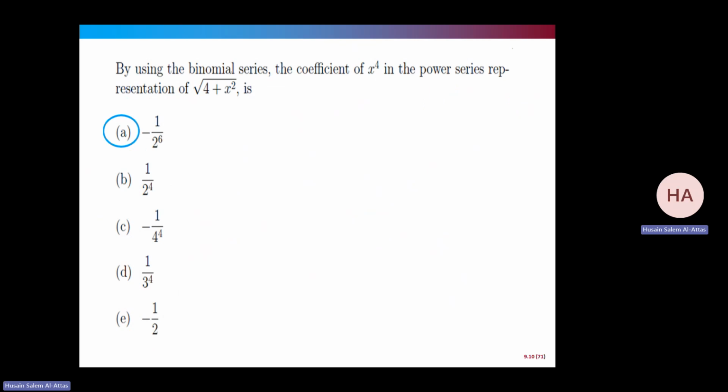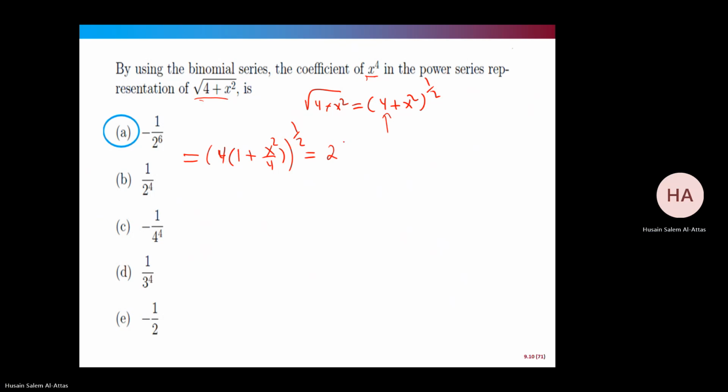By using the binomial series, find the coefficient of x to the power 4 in this power series. What is this? I want square root of 4 plus x squared, which is 4 plus x squared to the power half. It's not ready. I want this to be 1. So I can take 4 as a common factor. We have 4 times 1 plus x squared over 4, all to the power half. That will be 2 times 1 plus x squared over 4 to the power half. Now it's almost ready.